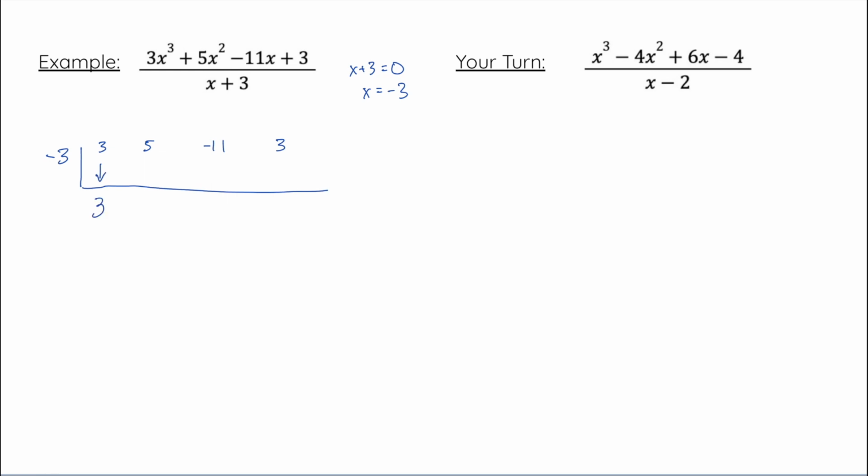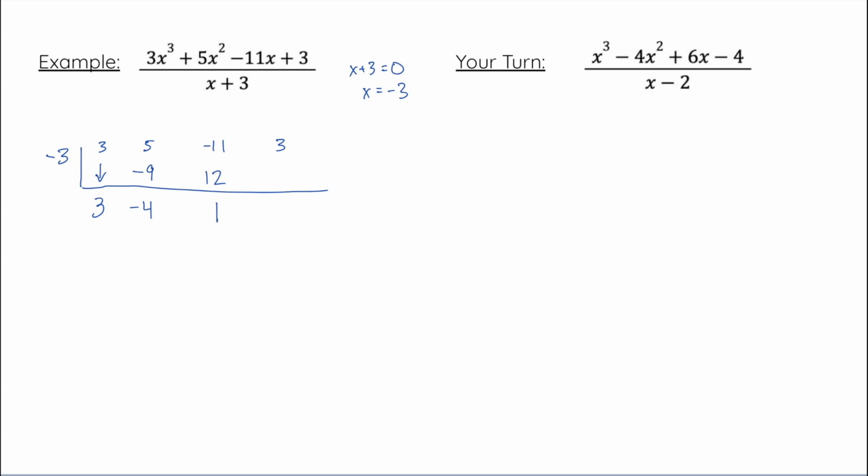Now we multiply the 3 and the negative 3. We multiply these two values together, and we write the answer under the 5. So here we have a negative 9. Now we add these two together: 5 plus negative 9 gives me negative 4. Then we repeat again: we take the negative 4 and multiply by the negative 3, which gives me positive 12. Then I add the negative 11 to the 12, which gives me 1.